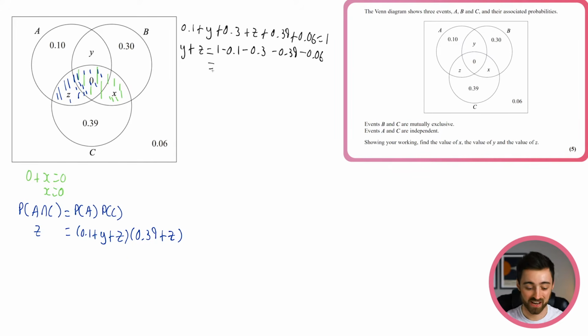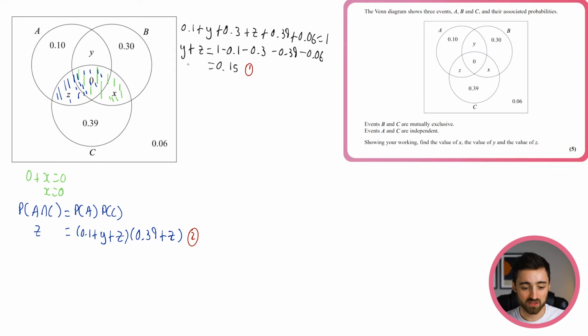Stick it in your calculator. Okay, so I've got 1 minus 0.1 minus 0.3 minus 0.39 minus 0.06, 3 over 20, or 0.15. Okay, I've got simultaneous equations now, haven't I? I have got one here and one here. So this one looks a bit grimmer, doesn't it? Because I'll have a z times z, it's going to get a bit quadratic.